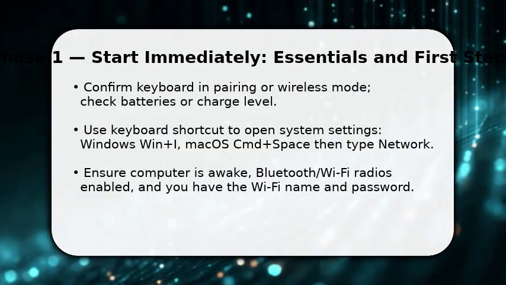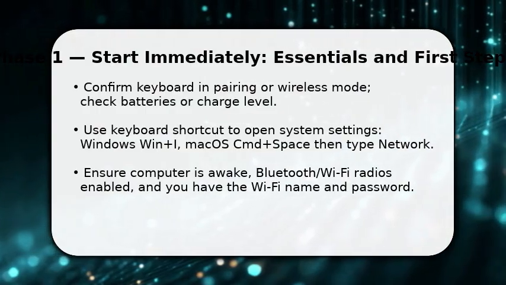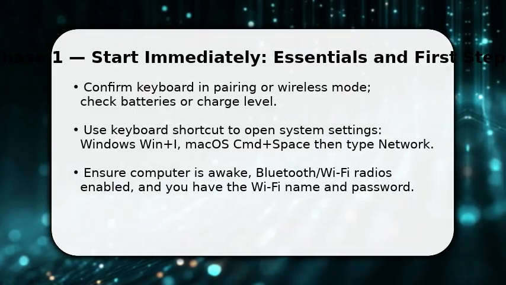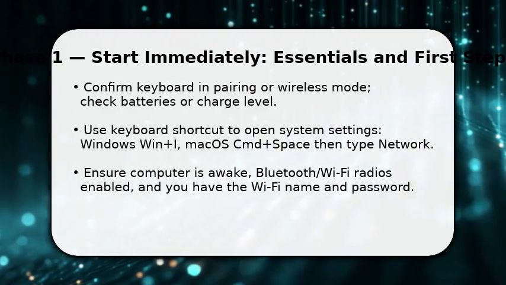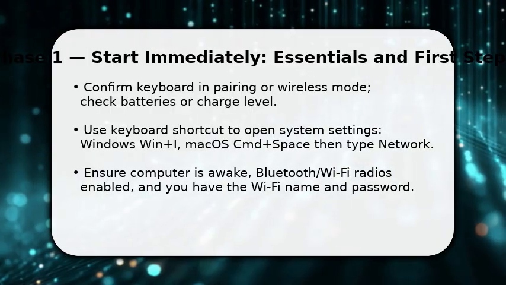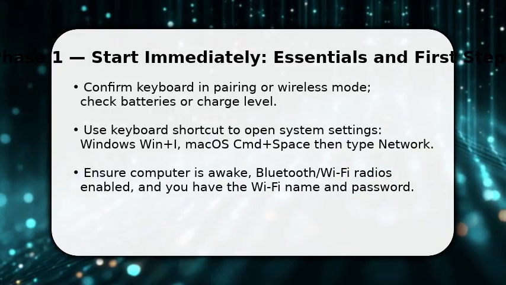You begin by preparing the hardware and software. Make sure the keyboard is in pairing or wireless mode and has power. Next, open network settings entirely with the keyboard. On Windows, press Win+I, then tab to search and type network. On Mac OS, press Command+space, type network, then enter.